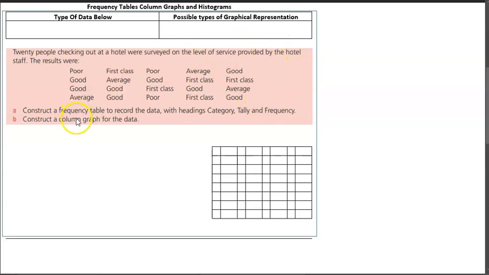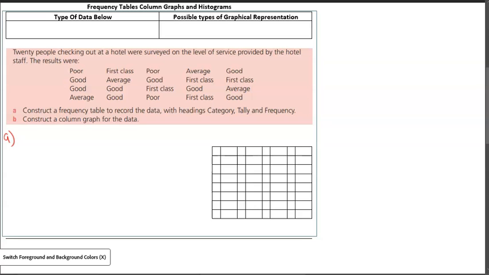So the context of the question: we have 20 people checking out of a hotel and they were surveyed on the level of service provided by the hotel staff. And these were the following results. So you've got these different choices, and 1, 2, 3, 4, 8, 12, 16, and 20 people were asked of these choices. What we're going to do is construct a frequency table to record the data with headings category, tally, and frequency. And then we're also going to construct a column graph for this data with this little template that can help us out here. So let's look into A.